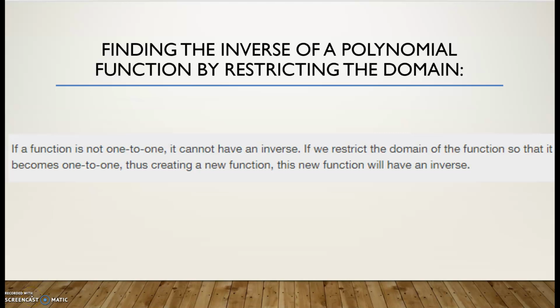Alright, this is section 5.7 part 2. Now we're trying to find an inverse of a polynomial function by restricting the domain. So if a function is not one-to-one, it cannot have an inverse. But if we restrict the domain of the function so that it becomes one-to-one, thus creating a new function, this new function will have an inverse.